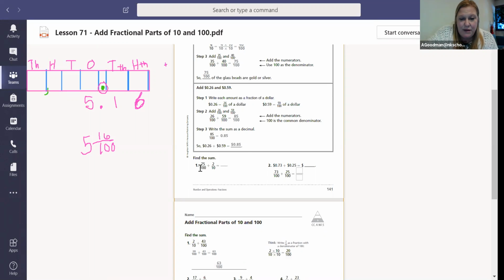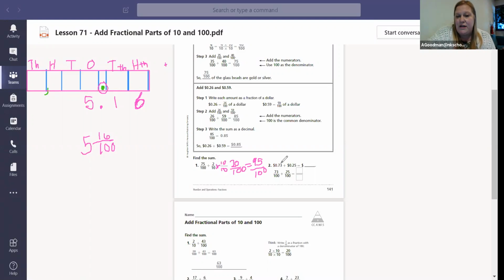All right, so here we go. Find the sum. Again, they did not give us a common denominator. So the first thing we have to do is take our 2/10 and switch it to hundredths by multiplying the top and the bottom by 10. So we are now going to be adding 75 hundredths and 20 hundredths, right? So 75 plus 20 is 95. 95 hundredths.